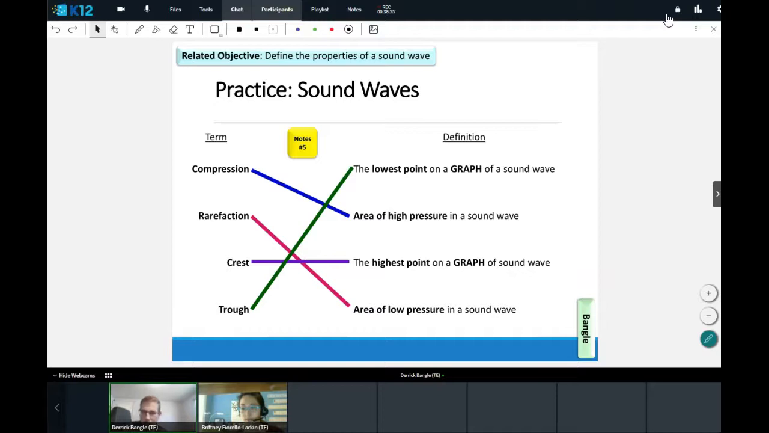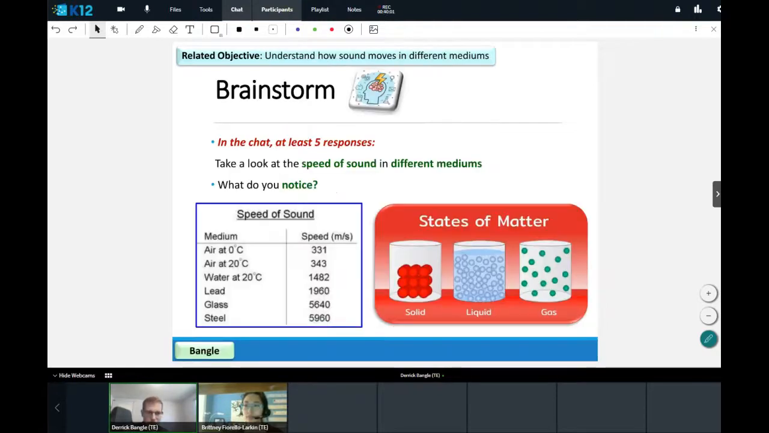So please raise your hands for number 5 as quickly as we can. We're going to do a little brainstorm here. All right, so in the chat, take a look at the speed of sound in the different mediums that we have here in the table and look at the speed of the sound compared to those mediums. So what do you notice about those different measurements? What is changing?